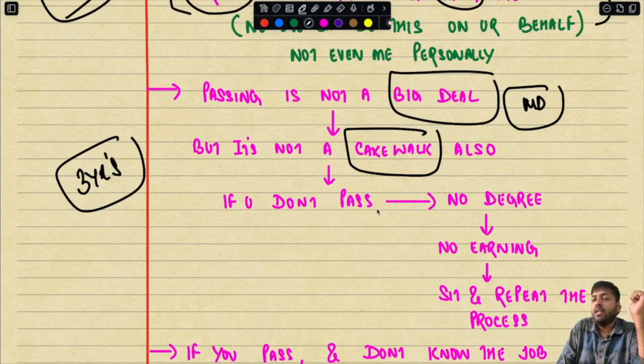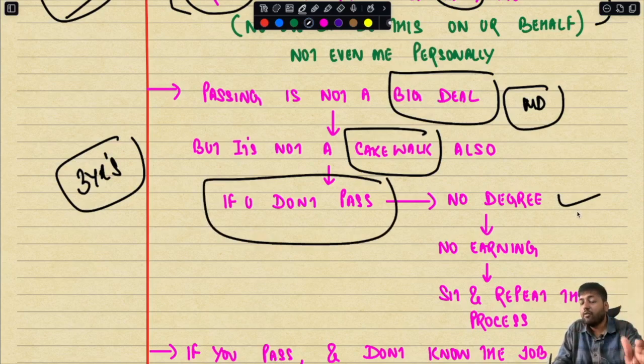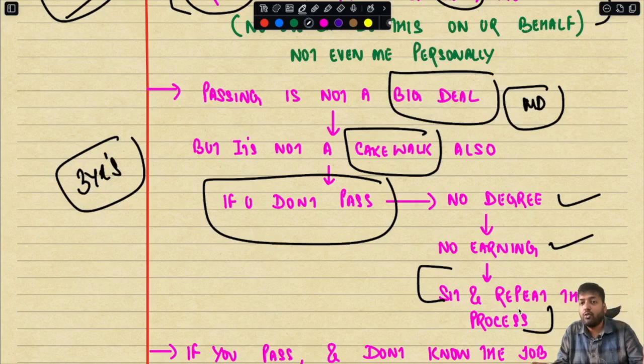Why am I telling you these things, that exams are not easy and don't take them as a cakewalk? Because if you don't pass, you will not get a degree. If you don't get a degree, there is no earning. So you have to sit and repeat the process once again. I know this is a very harsh truth, and I'm not trying to demotivate you. I am trying to give you the real situation.